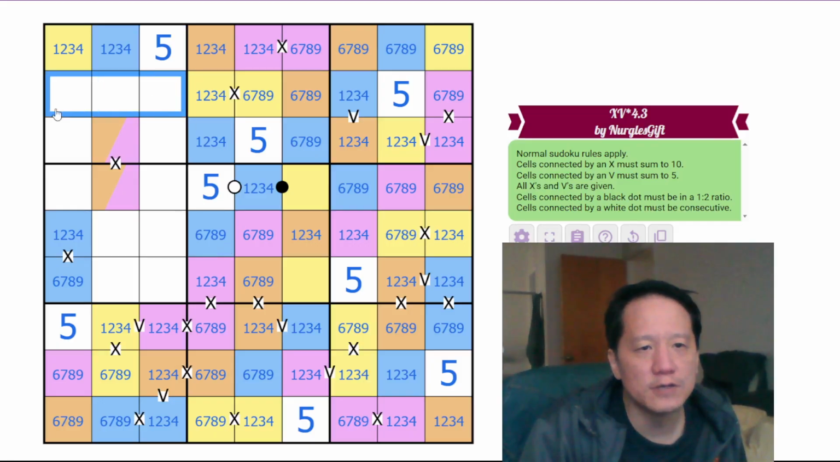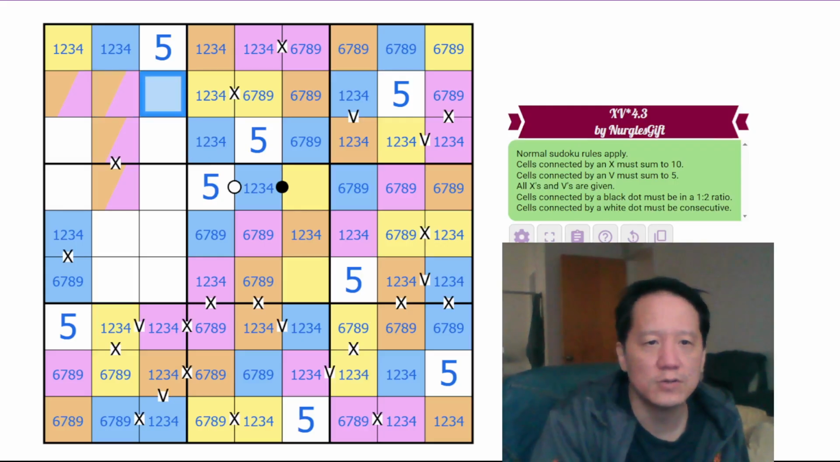Remaining digits in row 2, or colors, I should say. We have high blue, low orange, and low pink. High blue cannot be here. So this is orange or pink. This cannot be high blue because of high blue in the column. So this is orange and pink, which makes this high blue here.